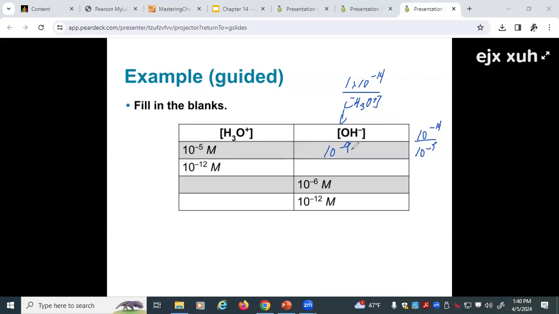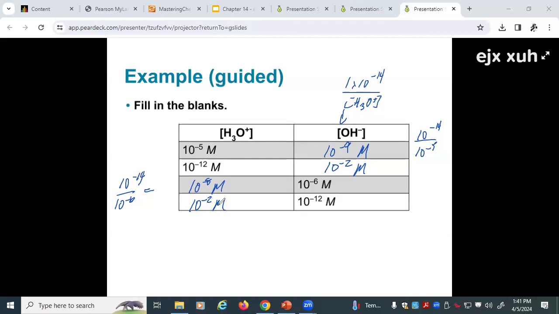And so in a case like this, this would be 10 to the negative 2nd molar. And on this side, it works just the same. 10 to the negative 14th over 10 to the negative 6th would be 10 to the negative 8th. And 10 to the negative 2nd here. Because again, if my coefficients are 1, then I just have to make sure my exponents add up to negative 14. I can just manipulate the exponents.